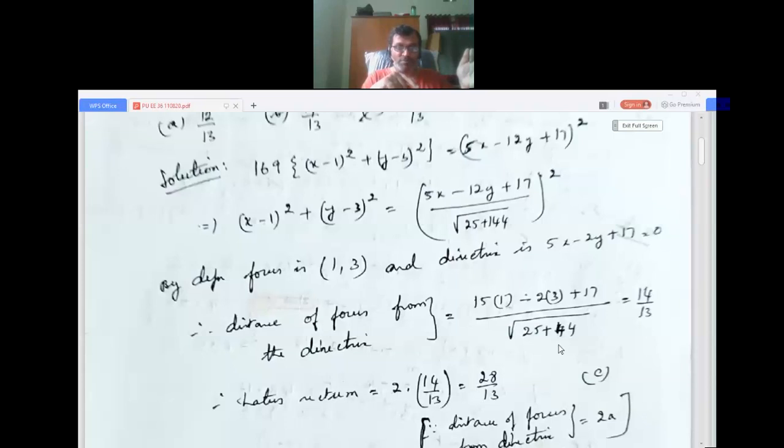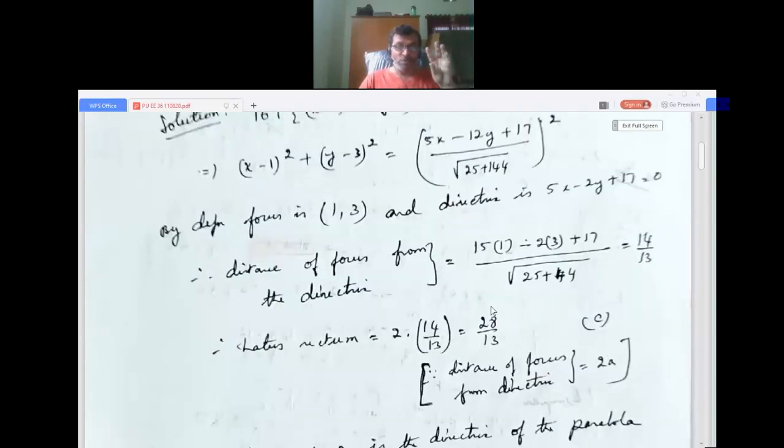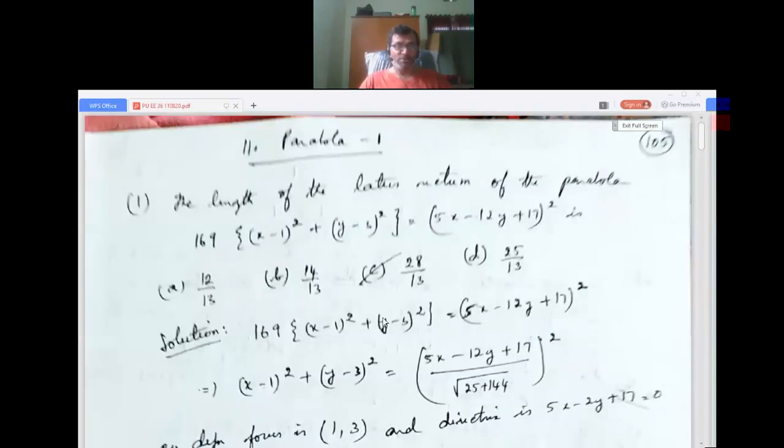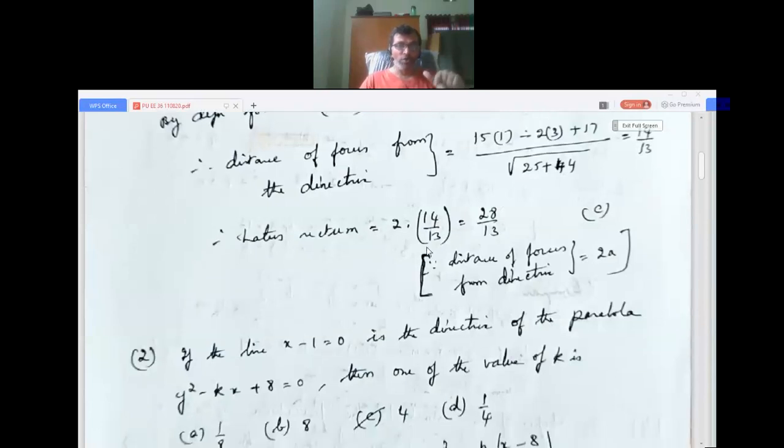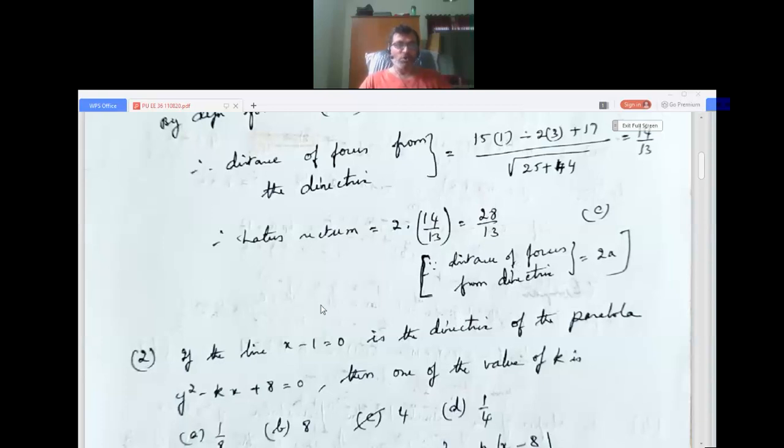Distance of the focus from the directrix will always be equal to 2a. If you know the formula, I have written here, the distance of the focus from the directrix will always be equal to 2a, but the length of the latus rectum is 4a. So 2 into 2a, and 2a is 14 by 13, so it is 28 by 13, so we get option C.